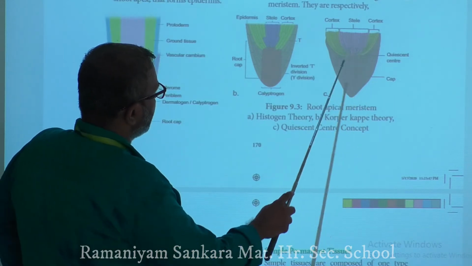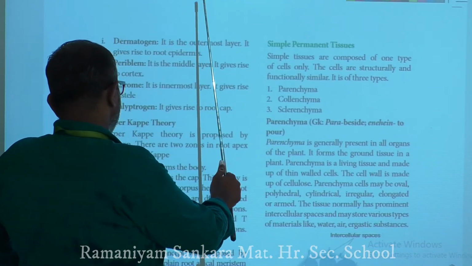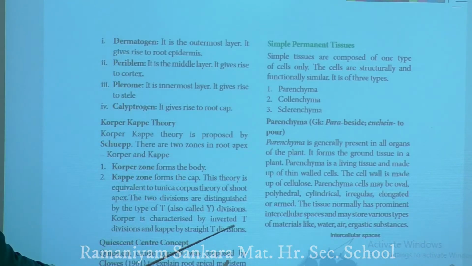So there are two regions. Corpus is characterized by inverted T divisions, and cap by straight T divisions.